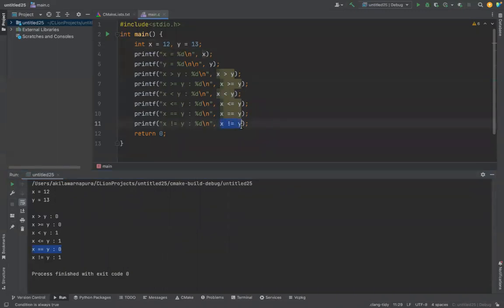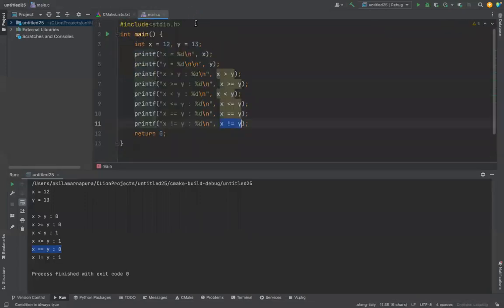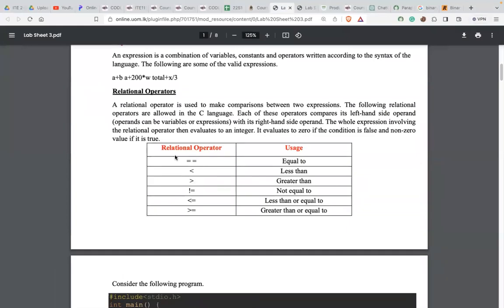Next one is x not equal to y. Yes, x is 12, y is 13, it is not equal. That means the output is true. True means 1. Now I think you guys have a proper idea of relational operators.